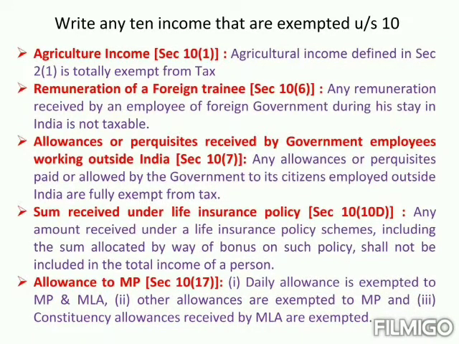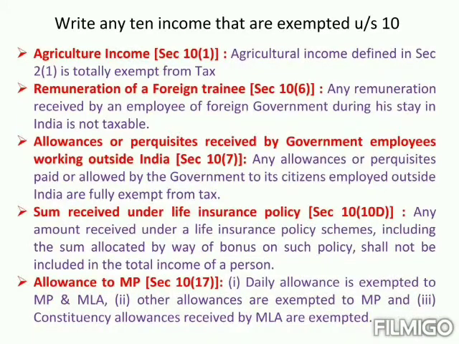Number 3, allowances or perquisites received by government employees working outside India, Section 10 of Subsection 7. Any allowances or perquisites paid or allowed by the government to its citizen employed outside India are fully exempt from tax, which means the employee is working for the Indian government, but his employment is outside India. Whatever allowances and perquisites he is receiving are exempted under Section 10 of Subsection 7.